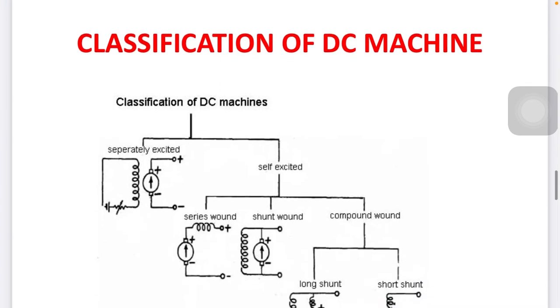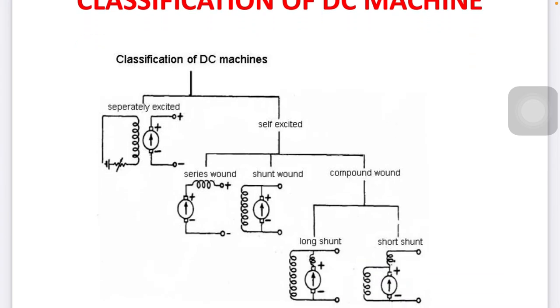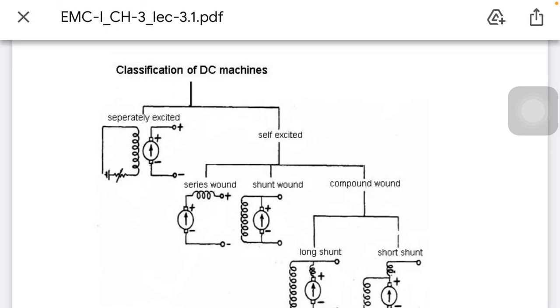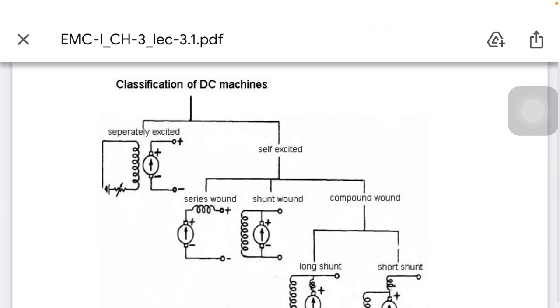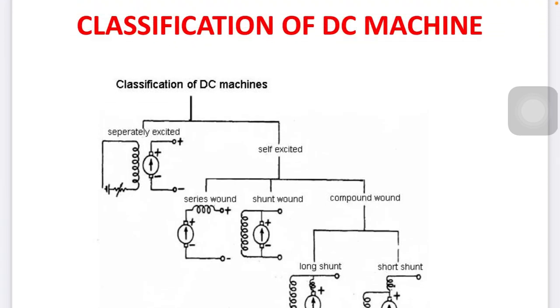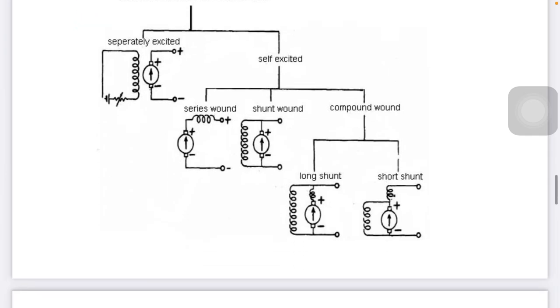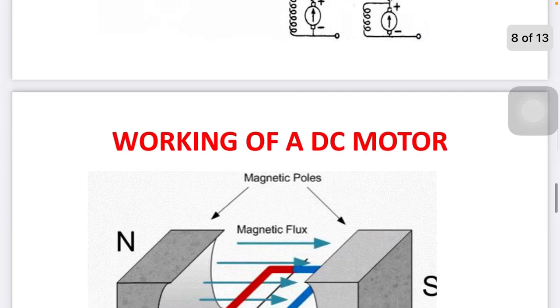Now, classifications of the DC machines. DC machines are classified into three categories: separately excited, permanent magnet type, and self excited. In separately excited, field and armature both have a separate supply. Self excited is divided into three parts: shunt, series and compound. Compound is further divided into two: cumulative and differential. These are further divided into long shunt and short shunt. So these are the types.